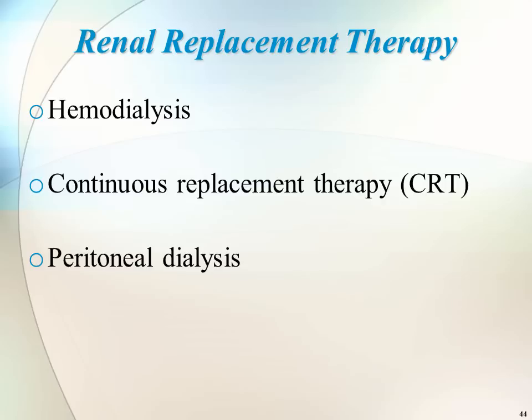Hemodialysis uses an external machine to act as an artificial kidney. We have to have access, and access comes in a couple different ways. Access comes through a dual lumen central catheter. These caths should never be used for any other purpose than hemodialysis.